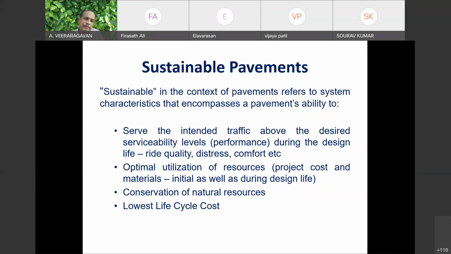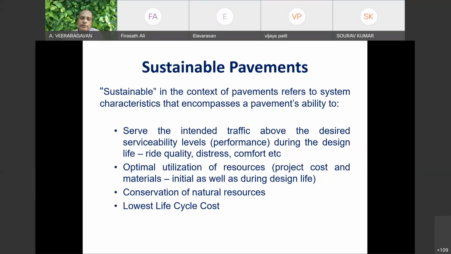When I bring a soil which is 20 kilometers away, the thickness reduces by half. Instead of a 500 millimeter thick pavement, I can bring down the thickness to 250 millimeter. Is this sustainable? Yes. Is there any other solution at this point in time? Yes.